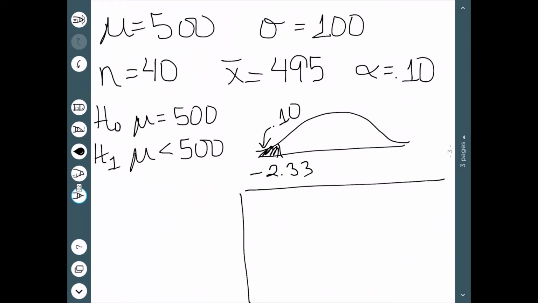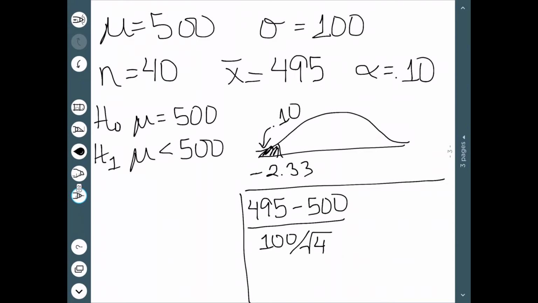We now want to find our test value, which said x bar, or 495, minus the mean, which is 500, over sigma, which is 100, divided by a square root of n, which is 40. And that gives us roughly negative 0.32. And if I look back at my picture, negative 0.32 is right about here in the non-shaded region. So that tells me we don't reject.